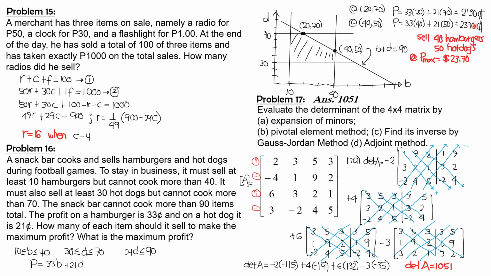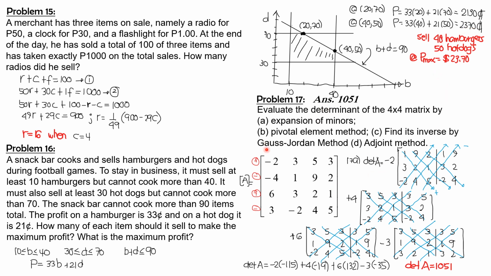Therefore, this is greater than that profit there. So therefore the conclusion: sell 40 hamburgers, 50 hot dogs with a maximum profit of $223.7. Divide that by 100.